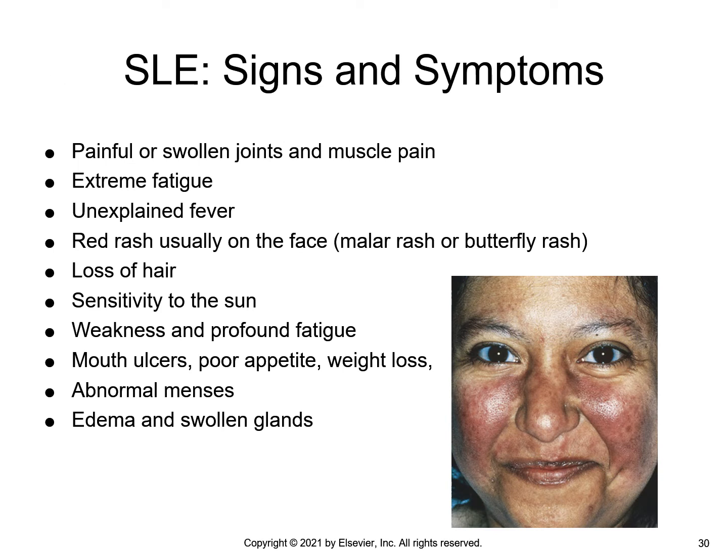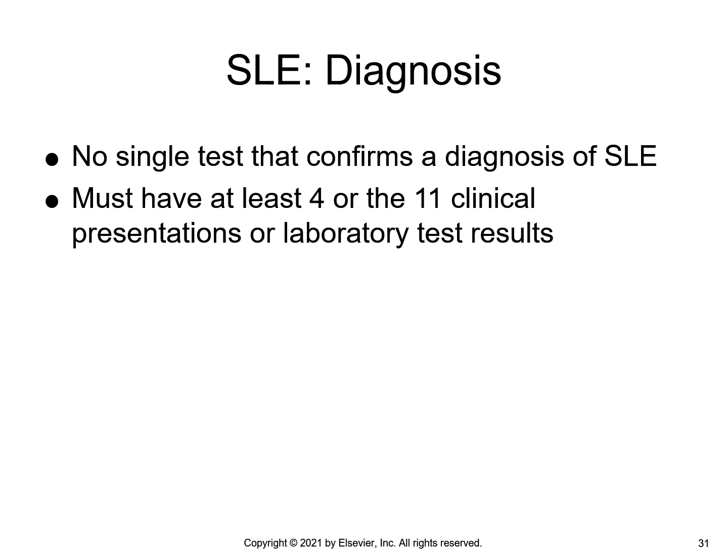In lupus, all body systems may be affected. Weakness is considered a hallmark sign of lupus. To confirm lupus, a patient must have minimally 4 of the 11 clinical presentations or laboratory test results performed for lupus. Current research is focusing on identifying biomarkers that would indicate the presence of lupus.